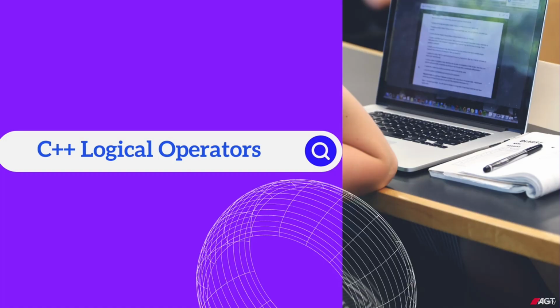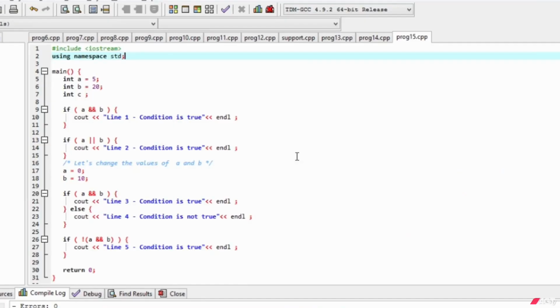C++ logical operators. Now let us explain this program with the execution. Here value of A is non-zero, that is 5, and B is also non-zero, that is 20, and C is uninitialized. So A and B, here we are doing this particular logical operation. So here is a logical operator AND.